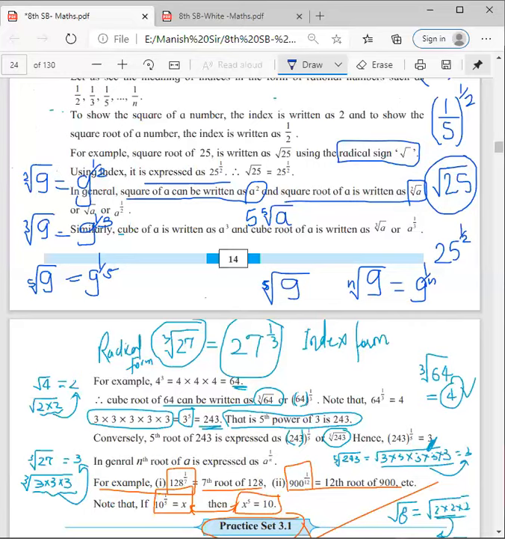Yes or no? Prachi, is this clear? Sir. Still any doubt? Yes, sir. Or clear? Prachi? Yes, sir.